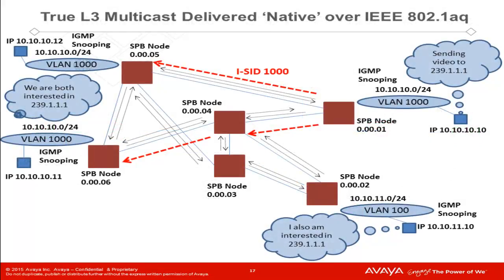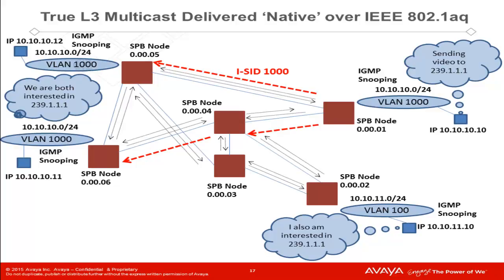Let's take a look at all of this in action. Recall that there are 16,777,215 ISIDs. Native SPB takes the upper value ISIDs from 16 million on up and uses them dynamically to create IP multicast distribution trees. Remember that each ISID is a subset of the Dijkstra link state database of each node. As such, ISIDs are the perfect delivery vehicle for multicast services.